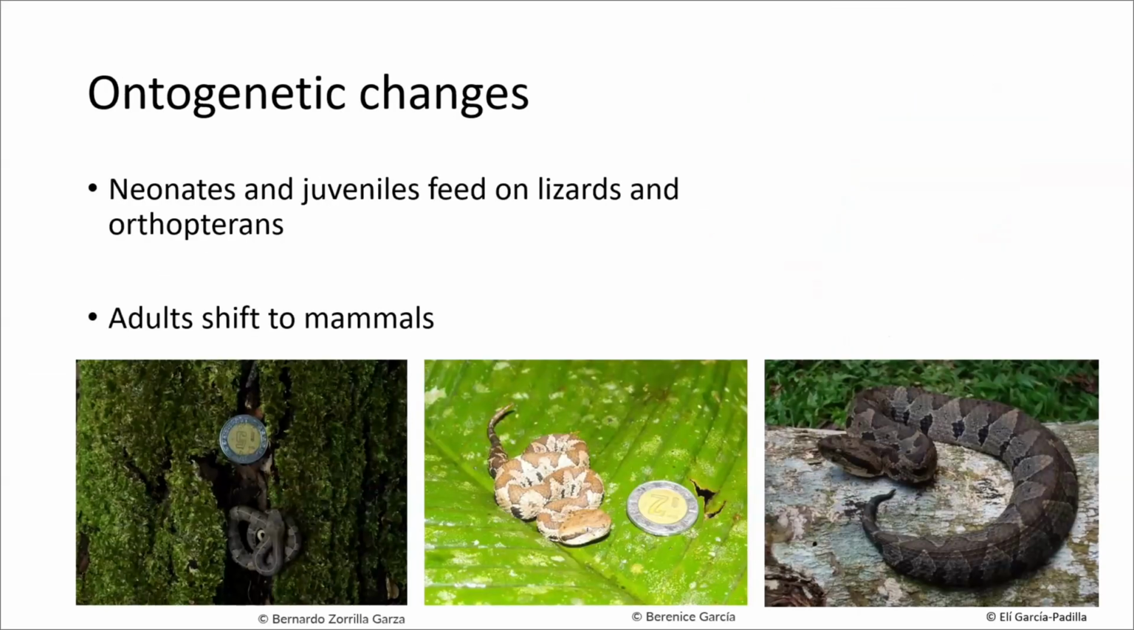And there is also a known ontogenetic shift in the diet of these species. So the main function of snake venom being prey subjugation, a shift in the diet might correlate to a shift in the functional venom activity. Neonates and juveniles are very small, so they feed on lizards, small skinks, orthopterans, and frogs as well. And as they get larger, they can shift to more warm-blooded prey, like small mammals.